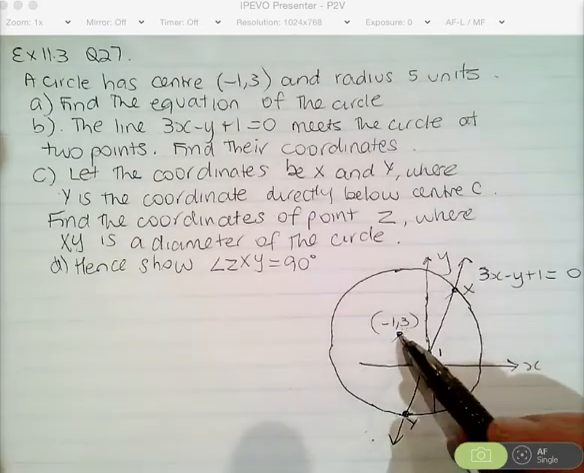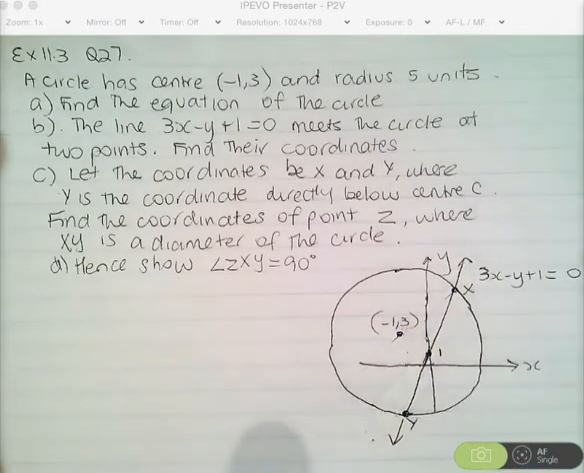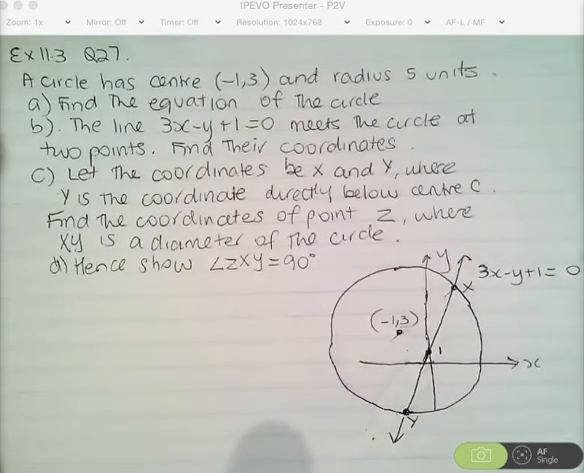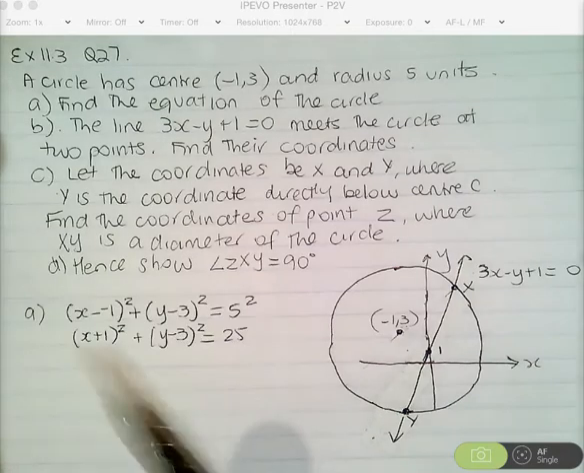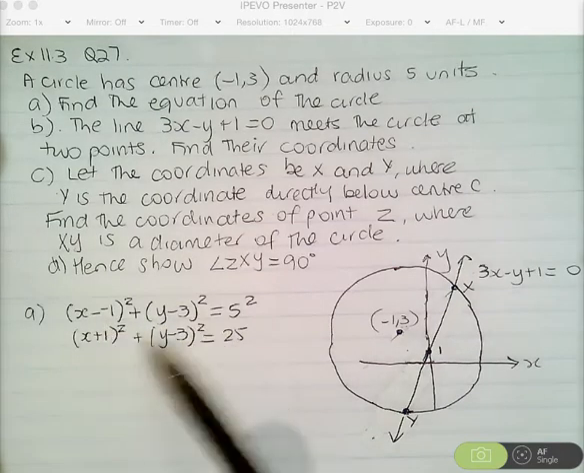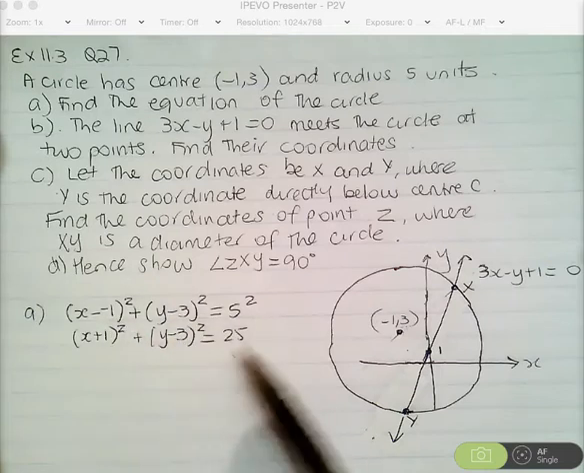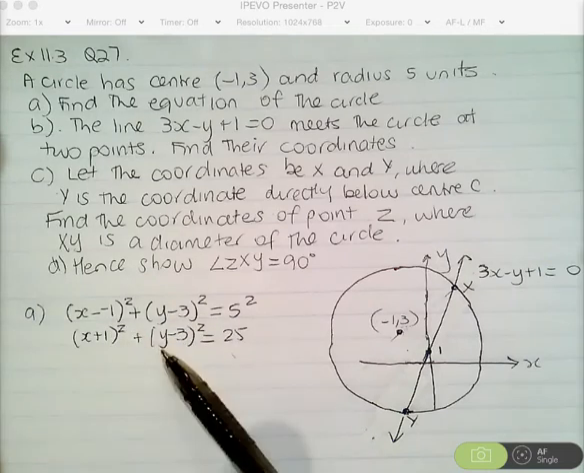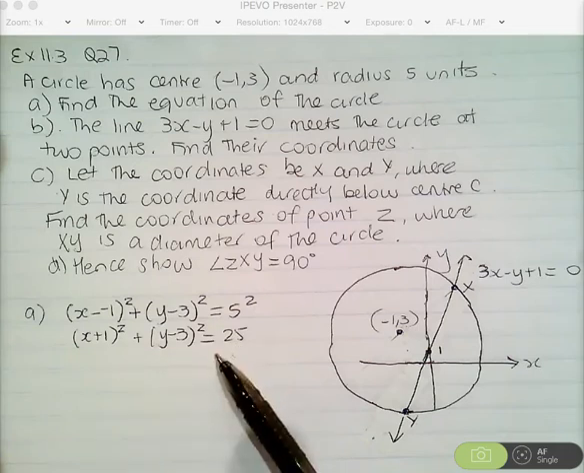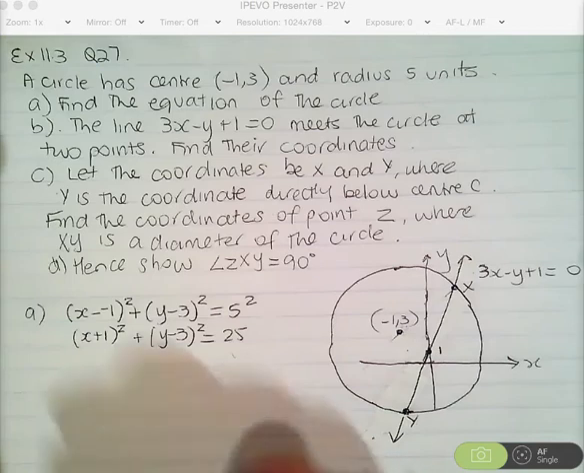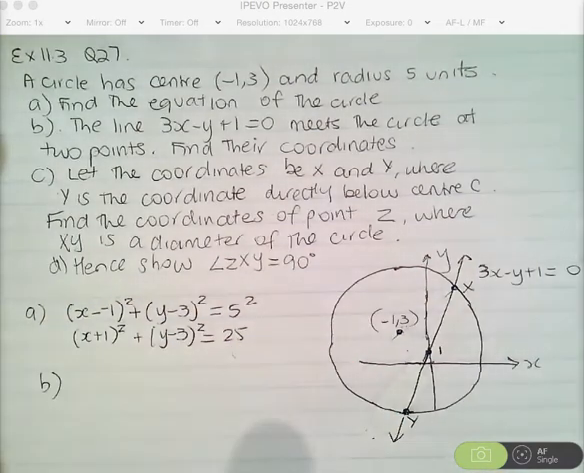The first thing is to find the equation of the circle. Now you can try that. That's fairly straightforward. I'll pause the video so you can attempt it and then I'll just show the working. Okay, so I've just shown there the equation of the circle. That's just straightforward, substituting in the centre of the circle and the radius. So the equation is (x + 1)² + (y - 3)² = 25.